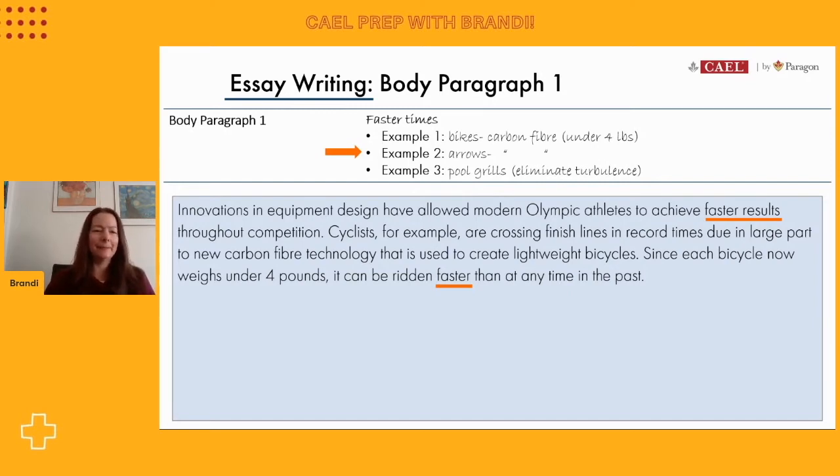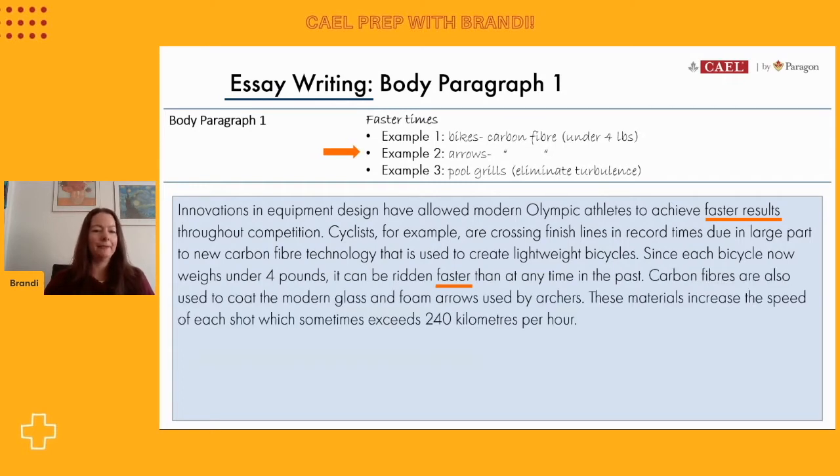So we need to say something about arrows or archery. So this sentence might work. Carbon fibers are also used to coat the modern glass and foam arrows used by archers. These materials increase the speed of each shot, which sometimes exceeds 240 kilometers per hour. Okay, so again, look at how we've connected the notion of speed.